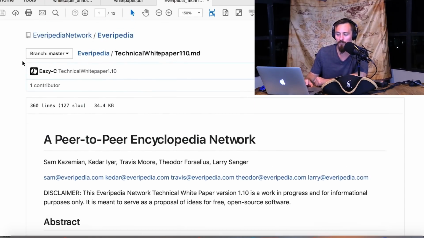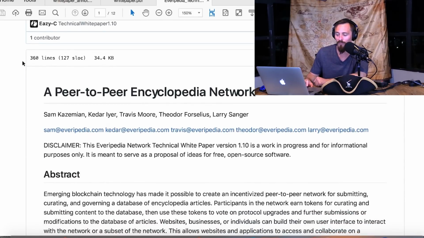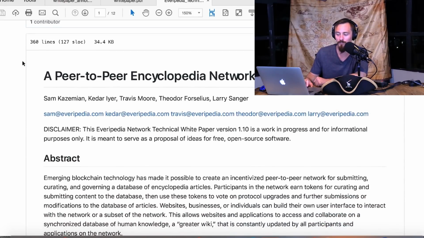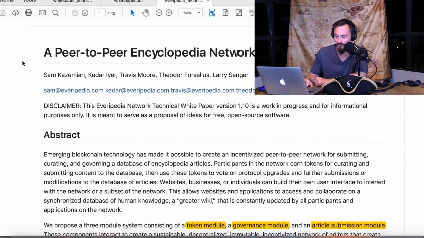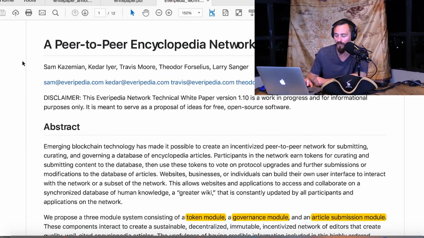Okay, so I have the white paper up here right now, and one of the first things you'll notice is the title, a peer-to-peer encyclopedia network. Okay, cool. That's what they're trying to do. Obviously, peer-to-peer means that they're aiming for it to be more decentralized. So my initial thought is, okay, they're trying to make something that sounds more censorship-resistant, right? You could also call it immutable. Or if they are going to be changing things, then they'll need some sort of consensus.